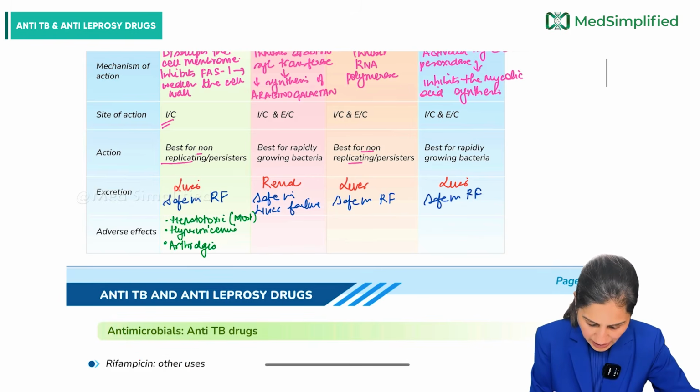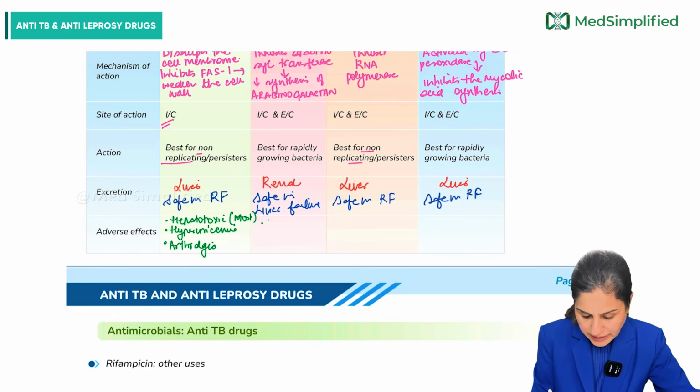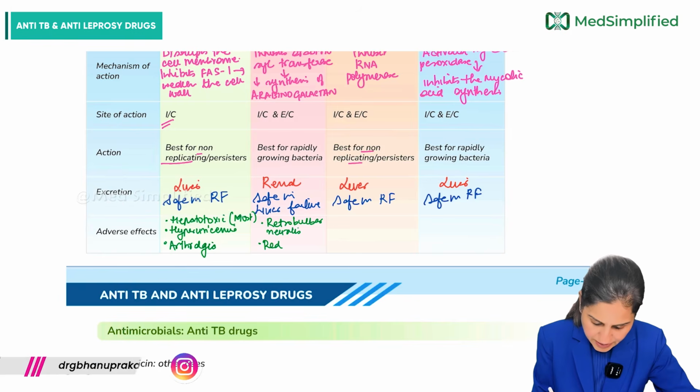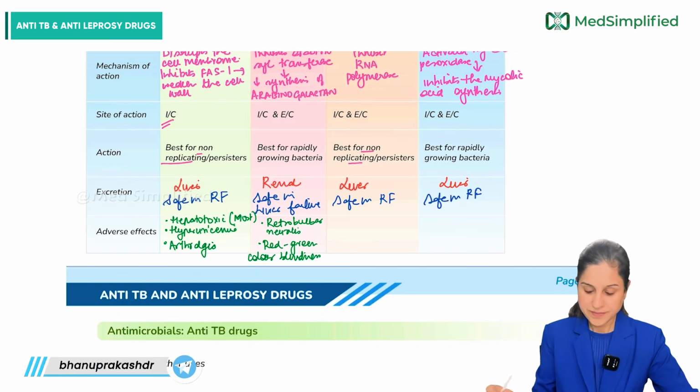Coming to ethambutol, E for ethambutol, E for eye. So, it has a lot of eye side effects. It can cause retrobulbar neuritis and red-green color blindness.